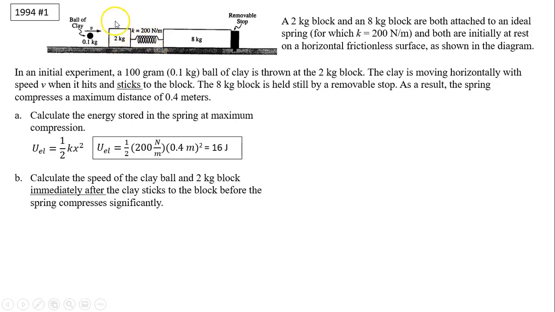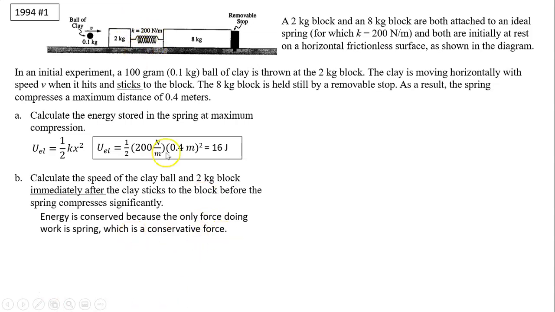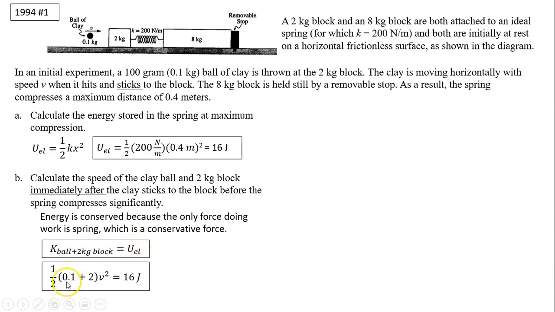During this motion, the 2 kilogram block and the ball move and the spring is compressed. Energy is conserved, because the only force during this process is the force of the spring, and we know the force of the spring is a conservative force. So the energy before equals the energy after. Energy before is just the kinetic energy of the ball plus the 2 kilogram block, the two moving together. Energy after is the energy of the spring.